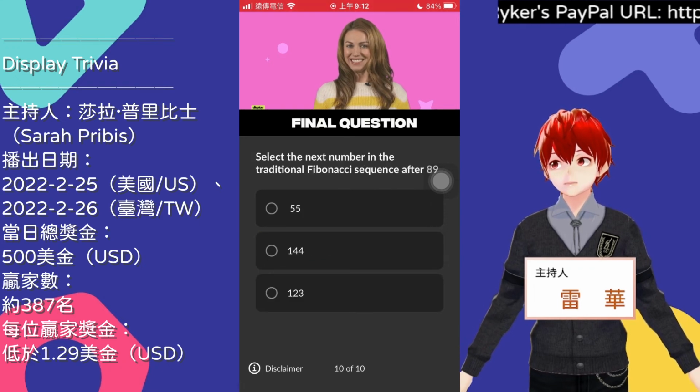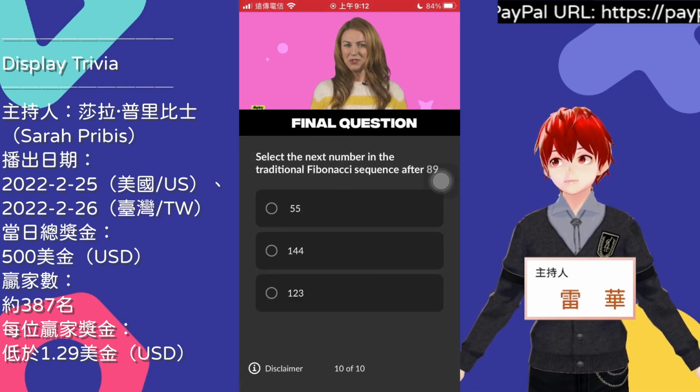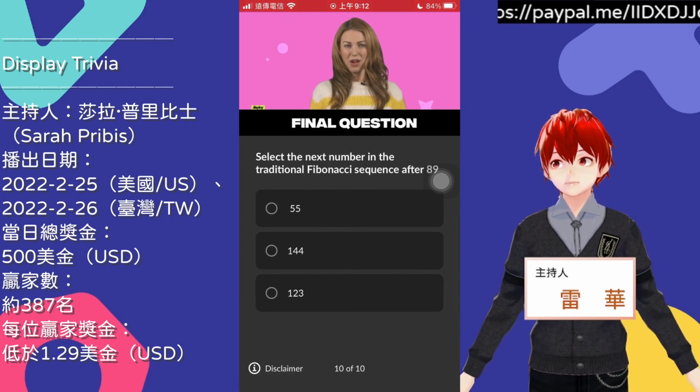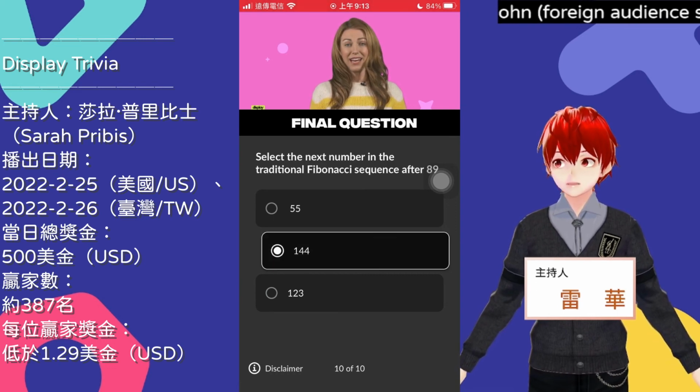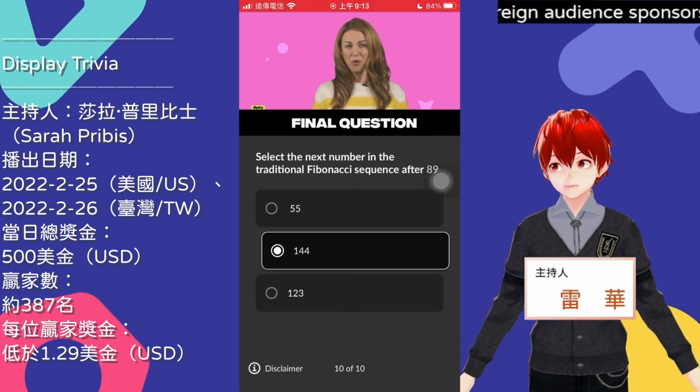Question 10. Select the next number in the traditional Fibonacci sequence after 89. 55, 144, 123. Select the next number in the traditional Fibonacci sequence after 89. 55, 144, 123.